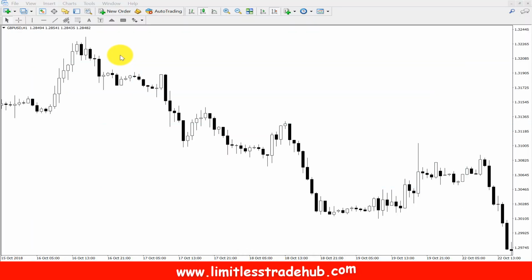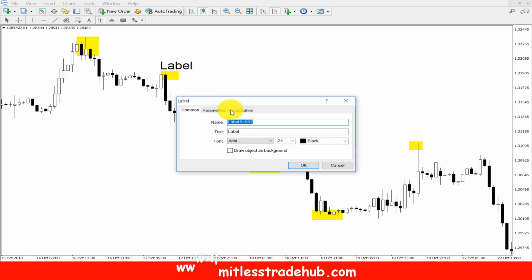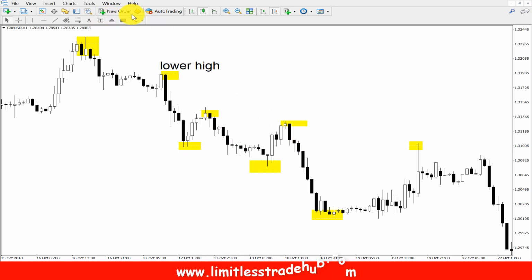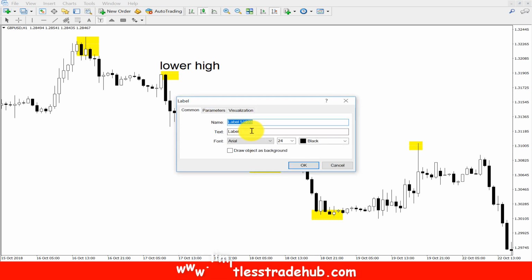This is the GBP/USD chart, pound against US dollar, and allow me to mark the swing points. These are our swing points. So I marked all the swing points of the market. Now if we count from here, then this is our first high, then this is a lower high. This is a lower high. This is a lower high, and this is a lower low.